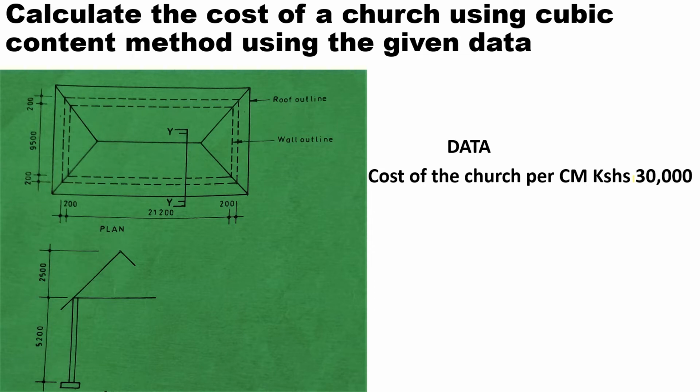So this is our plan. You can see we've been given the plan. This is the house. It's a church actually, and then we have the dimensions. We have the wall. This is outlining the wall, and this is what is outlining the roof. And then on the plan, we have the height of the church, and then we have the height of the roof. Remember, we are using the cost of an existing project. So we are told the cost of the church per cubic meter is 30,000. So whatever we are going to get, we are going to equate it to the 30,000 shillings.